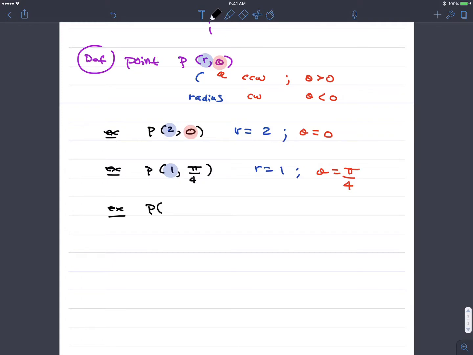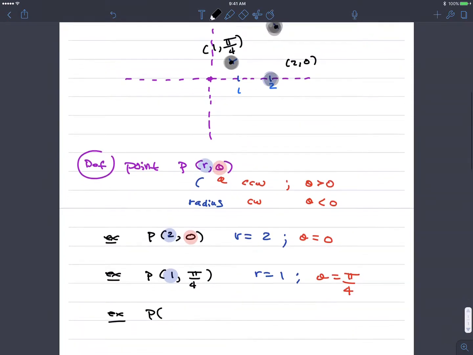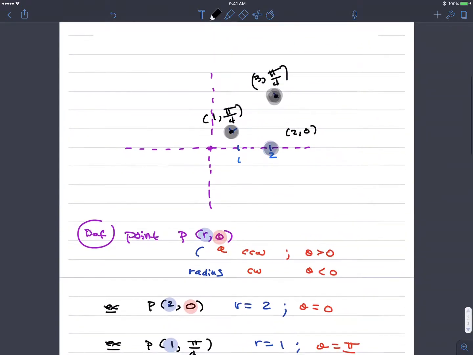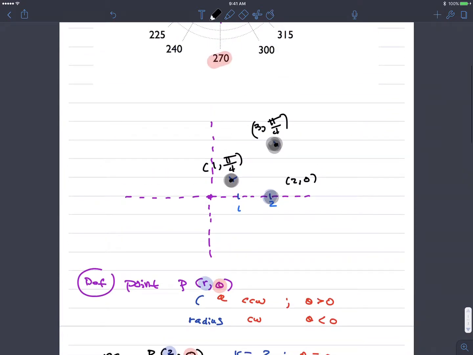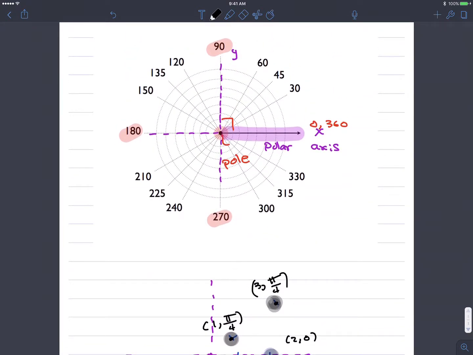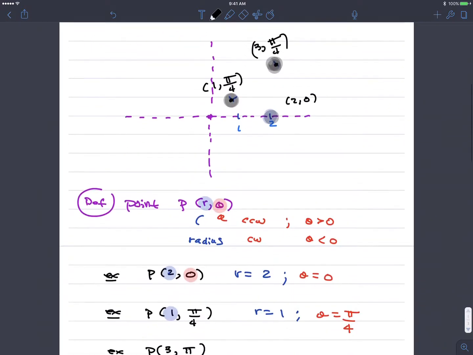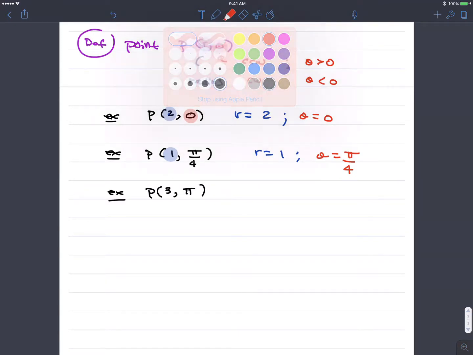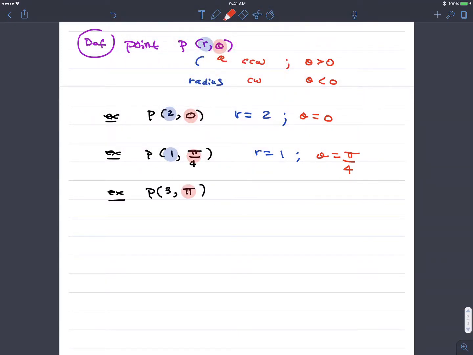How about if we try, for example, 3, pi. Let's plot that point. So we're going to go to our polar axis here, really this position here. And as you guys can see, if my angle here is what? Pi, right? This is my angles. This is pi over 4, angle here's pi.